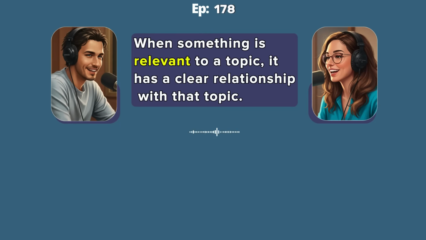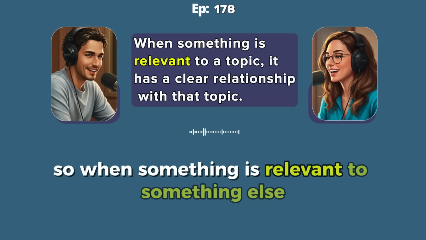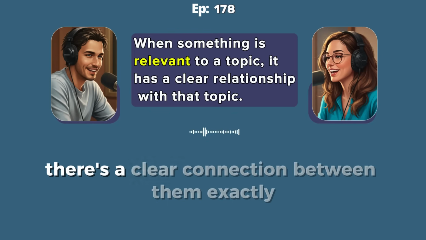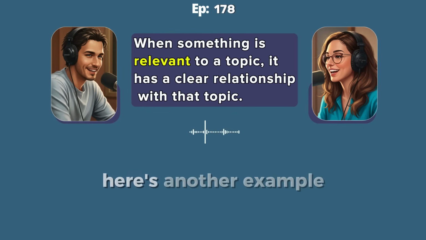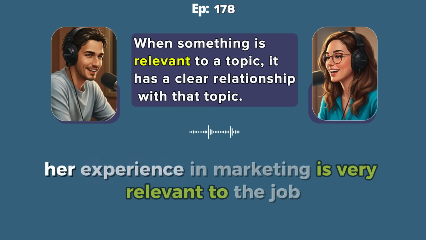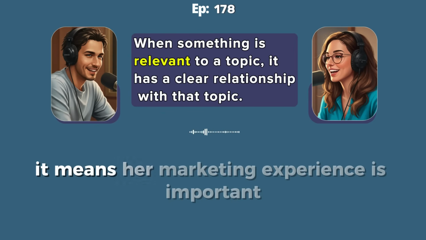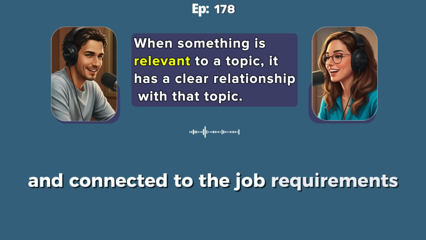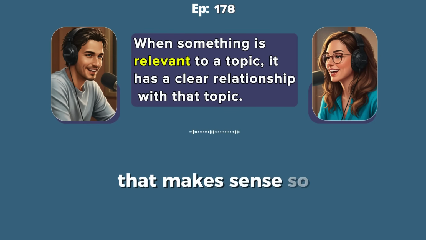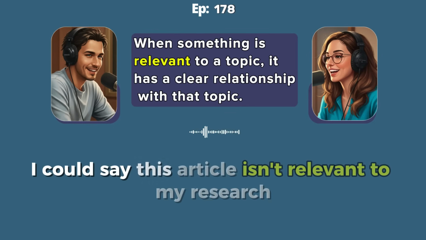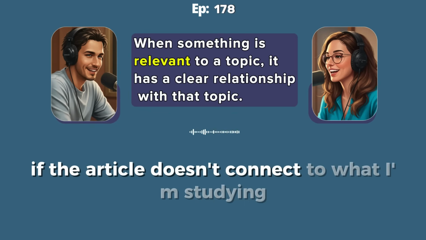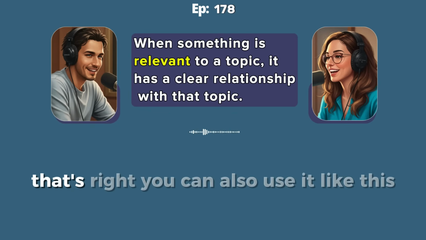I see. So when something is relevant to something else, there's a clear connection between them. Exactly. Here's another example. Her experience in marketing is very relevant to the job. It means her marketing experience is important and connected to the job requirements. That makes sense. So I could say, this article isn't relevant to my research if the article doesn't connect to what I'm studying? That's right.